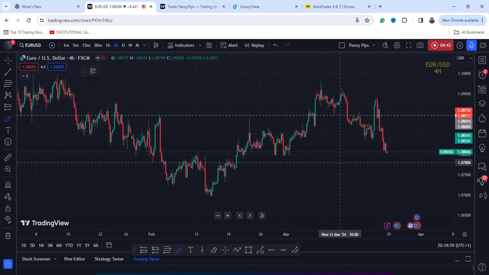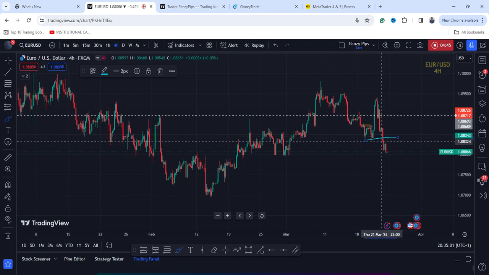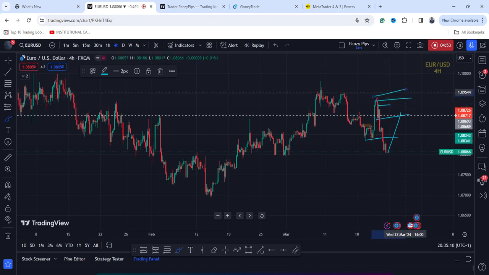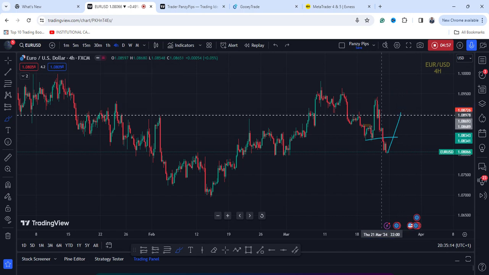Our zone from the 4 hour, this having been taken out, we expect prices to begin to pull back anytime soon, and perhaps come into this zone here, or maybe this last one here. But this second one is more likely. But the question is, how far down would this price go?